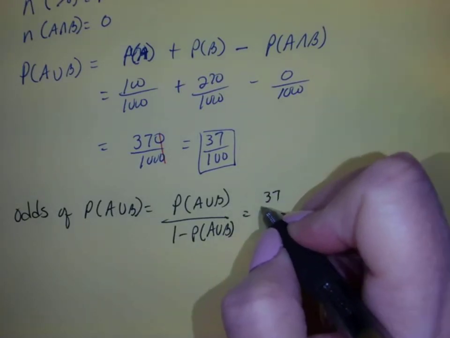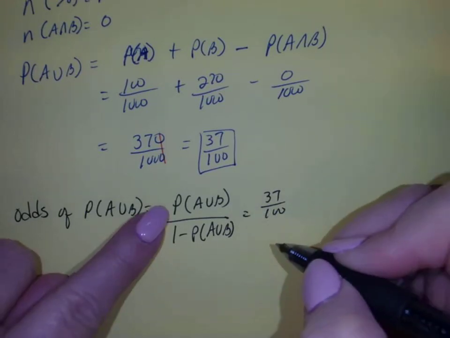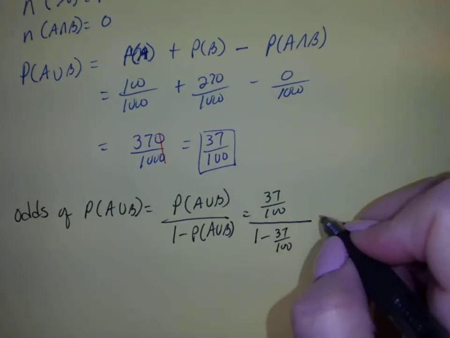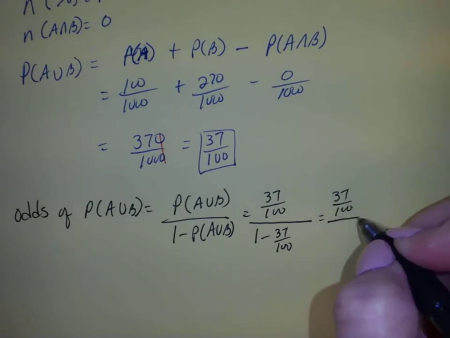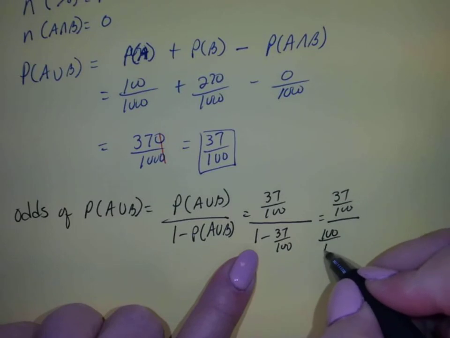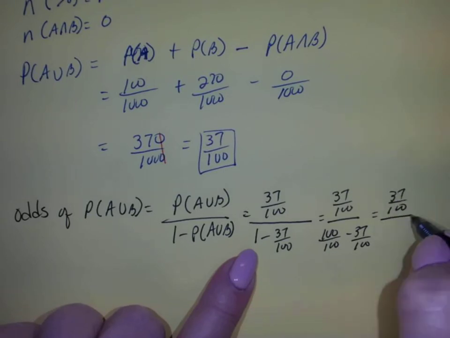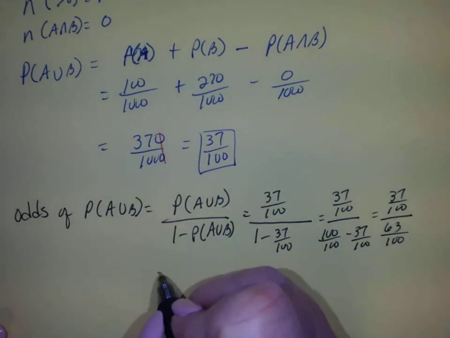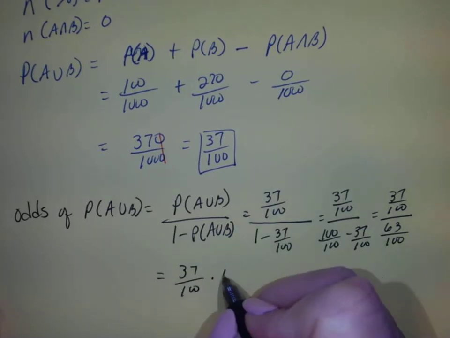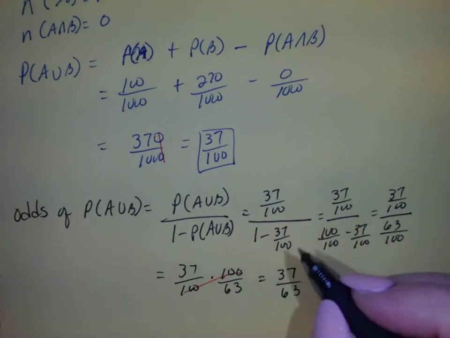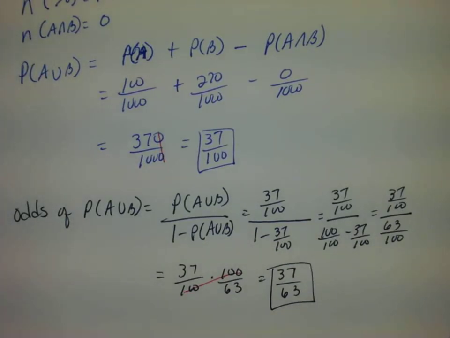All right, so we will have 37 out of 100, because that's our probability of A union B, divided by 1 minus 37 out of 100. So this will get us 37 out of 100 over 100 over 100 minus 37 over 100. So that'll get us 37 over 100 divided by 63 over 100. We don't divide by fractions, we multiply by reciprocals. So we would have 37 over 100 times 100 over 63. The 100s will cancel, and we're left with 37 over 63. So that's the odds of the probability.